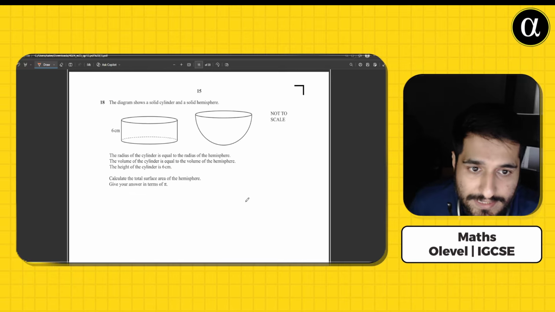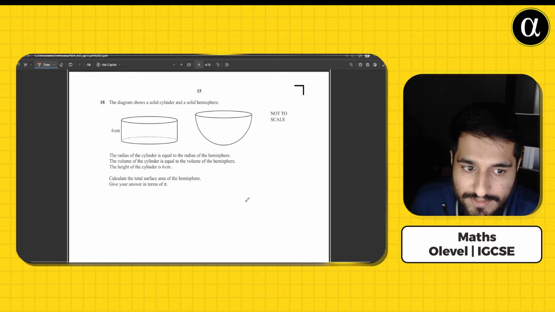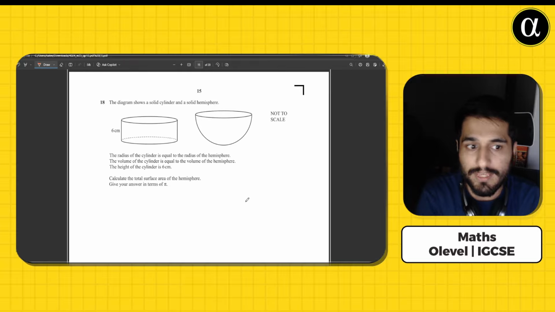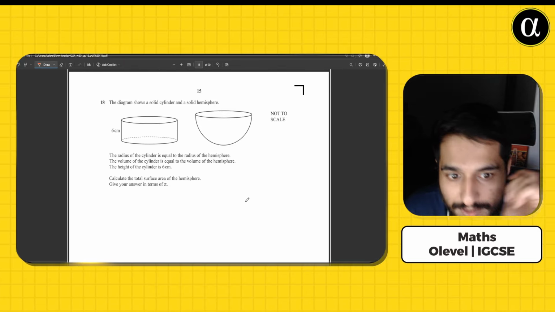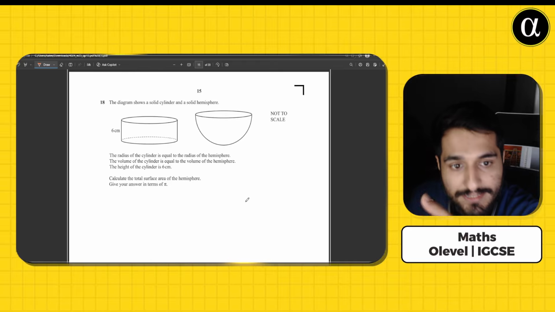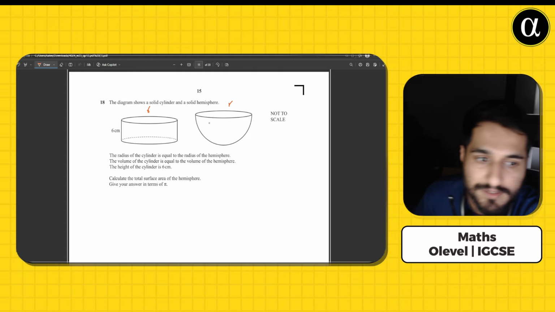Question number 18 states, the diagram shows a solid cylinder and a solid hemisphere. The radius of the cylinder is equal to the radius of the hemisphere, and the volume of the cylinder is equal to the volume of the hemisphere. All right. The radius is the same. That means if we consider the radius over here to be r, we will also be considering it to be r.